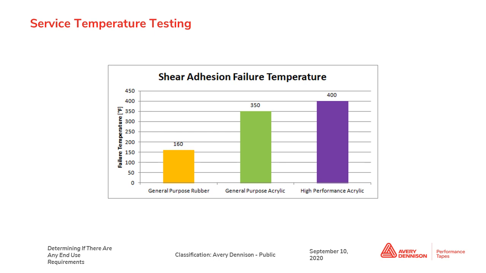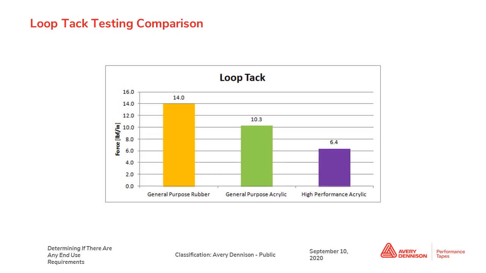And next, if we move to our loop tack testing, you can see how the properties have flipped. So the general purpose rubber here is the highest performer at 14 pounds per inch on the loop tack test. And HPA is less than half of the general purpose rubber at 6.4 pounds per inch. And again, the general purpose acrylic is balanced there in the middle. So you can see how the trade-off of properties occurs. Generally, the tackier the product is, the lower the temperature resistance, and vice versa.